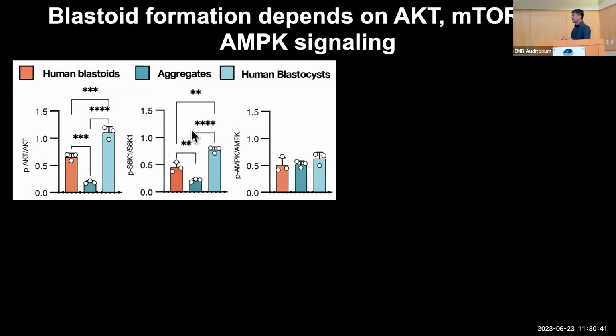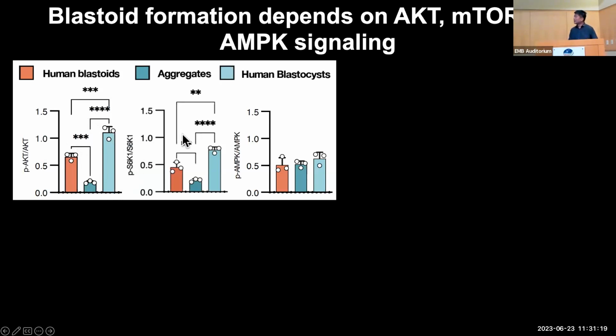By having this model, next we want to know whether we can use this blastoid system to understand human development. One of the aspects we look at is signaling. Here, using JESS, which is a chemiluminescence Western system, we check the status of several different signaling pathways in the human blastoid. The red bar shows the aggregates that do not look like a human blastocyst. We call them non-blastoid aggregates. And we also use the human blastocyst as a control.